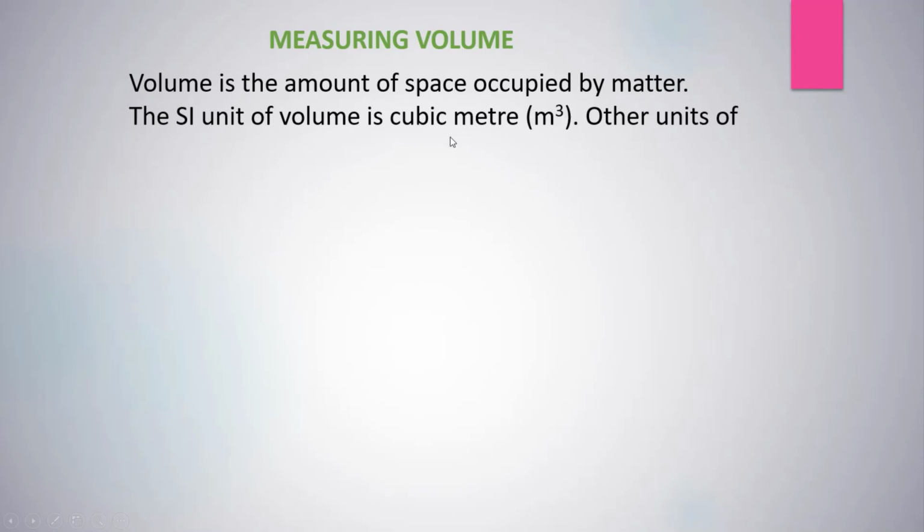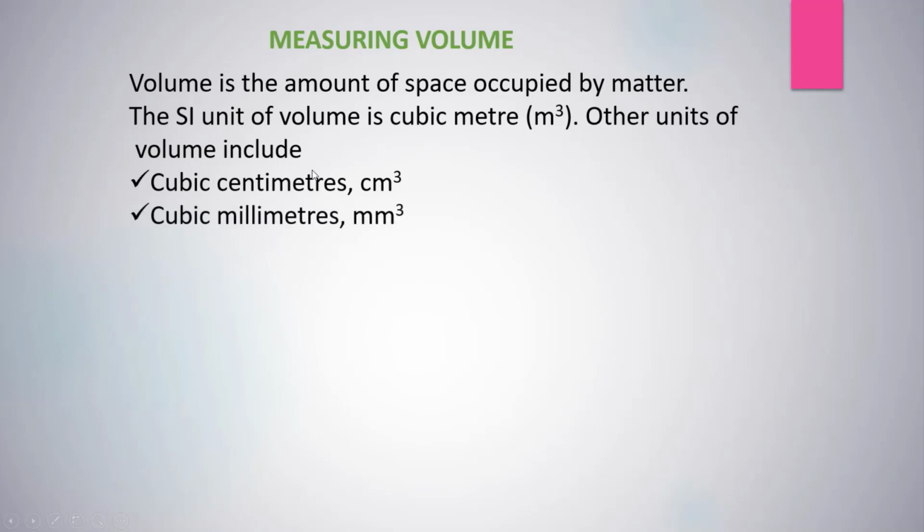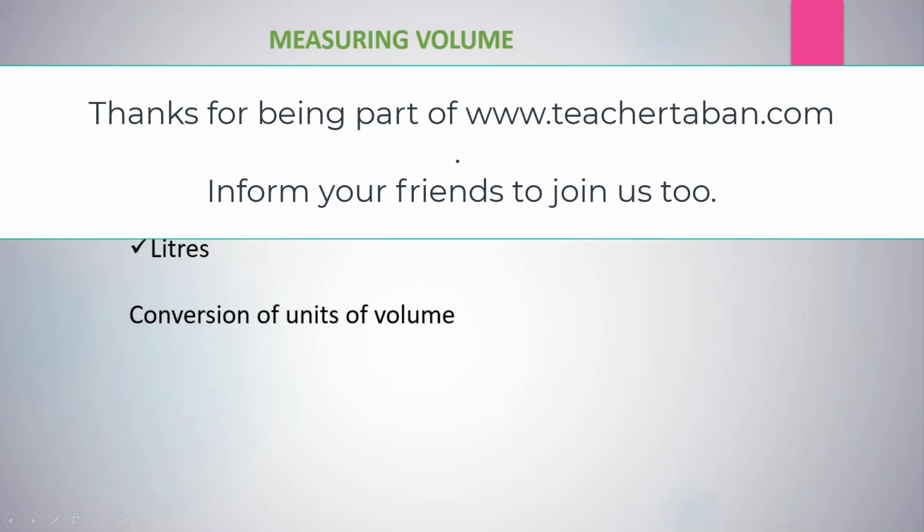Meters cubed. Cubic meter. Correctly read as cubic meter. And the other units. Other units of volume include cubic centimeters, cubic millimeters, liters, and many others. Okay, but let's get familiar with this. Cubic centimeters, cubic millimeters, liters. But the SI unit, remember, dear student, is cubic meter, and this m is written as a small letter m.